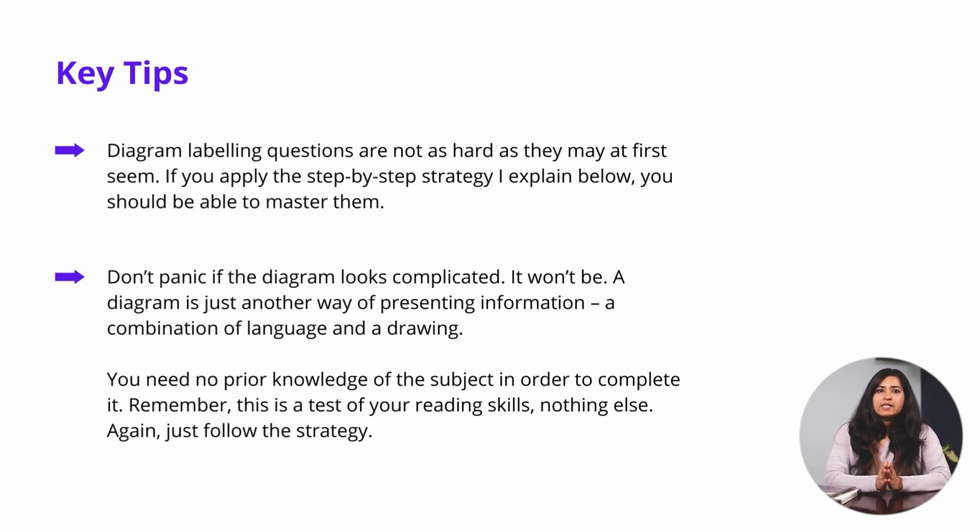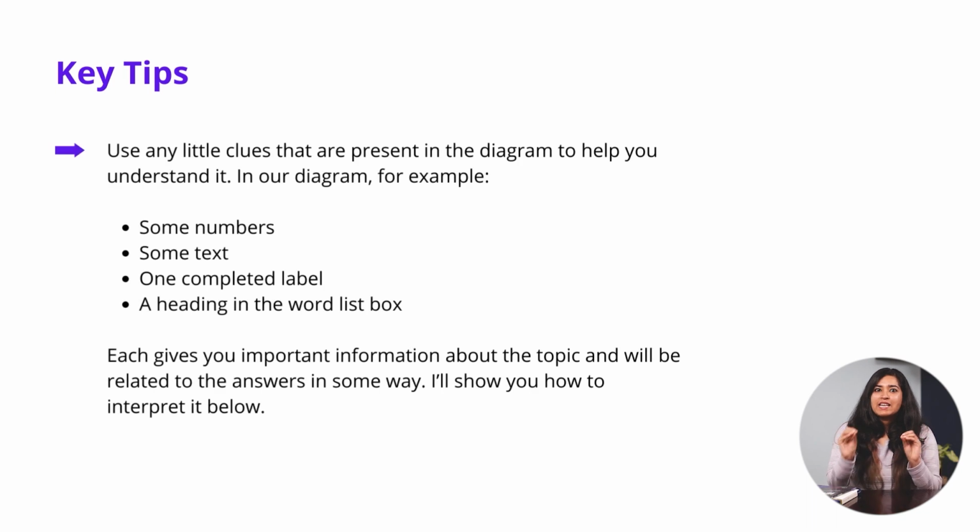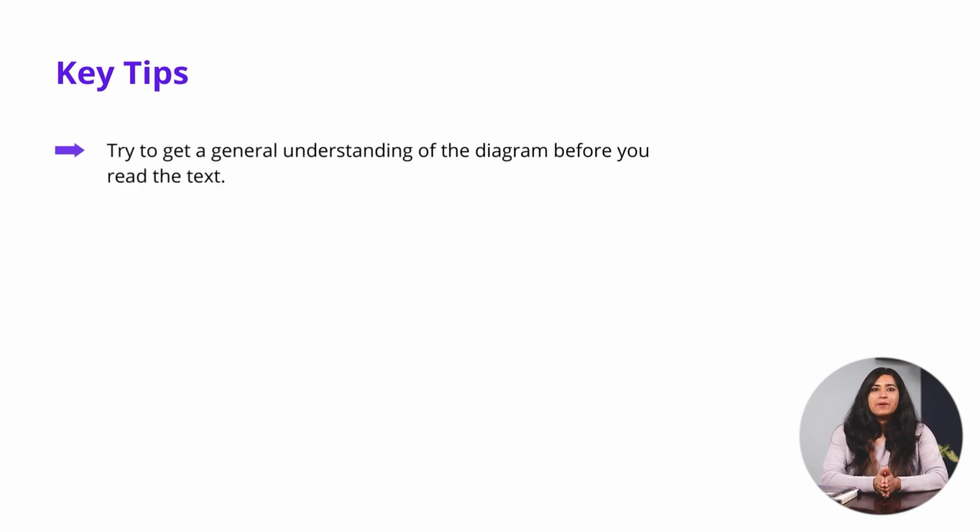Also, as we discussed the appearance of the diagrams earlier on, it might be something that you've already seen before. A good thing to do is use any little clues that are present in the diagram to help you understand it. For example, some numbers, text, one completed label, or even a heading in the word list box. Each gives you important information about the topic and will be related to the answers in some way. It's best to try to get a general understanding of the diagram before you read the text.